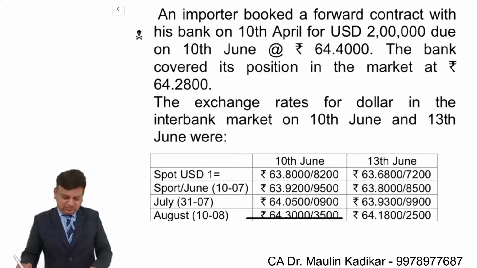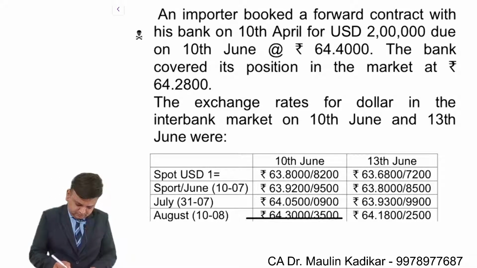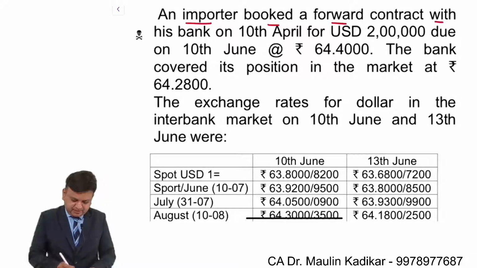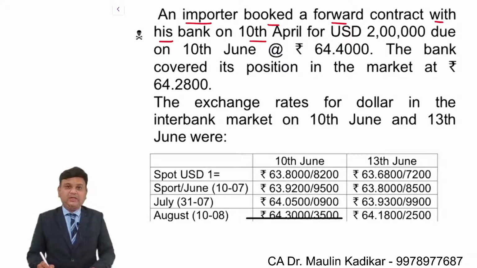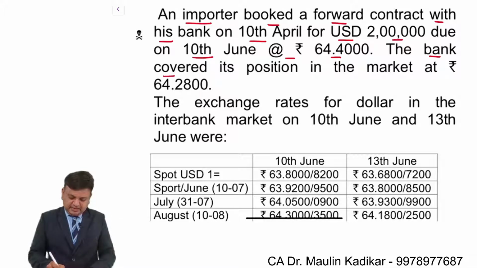Let us see the next question. An importer booked a forward contract with his bank on 10th of April for 2 lakh United States dollar due on 10th of June at the rate of 64.4 rupees per dollar. The bank covered its position in the market at the rate of 64.28 rupees per dollar.